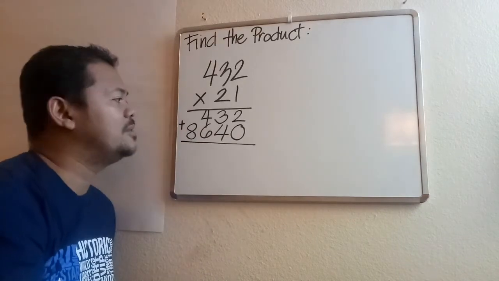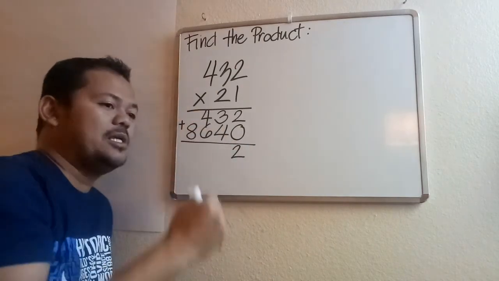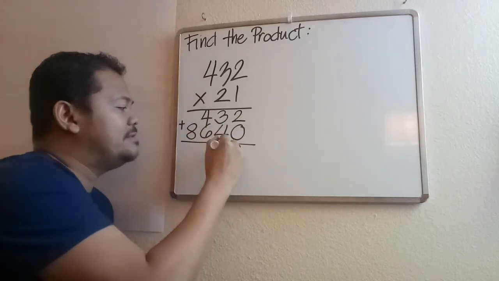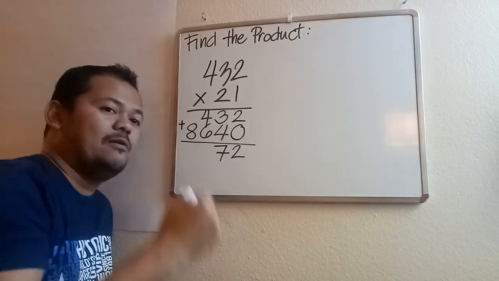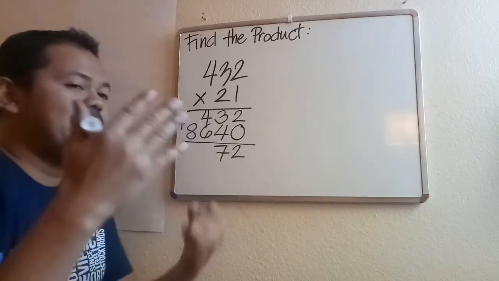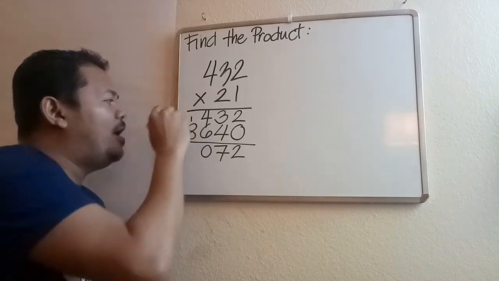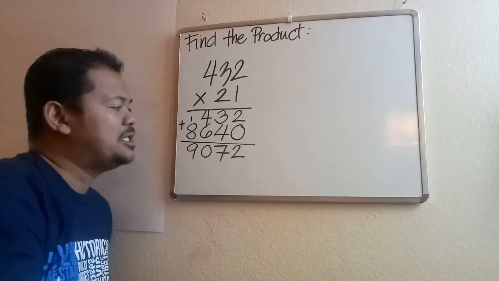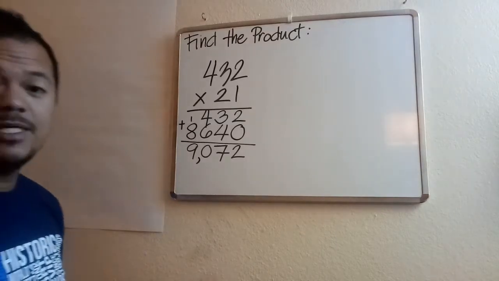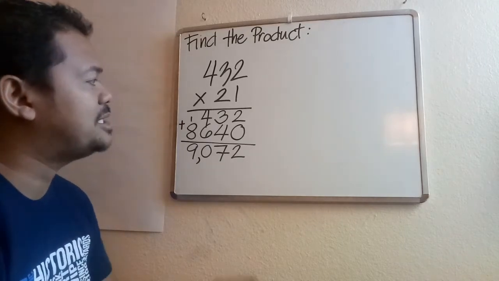Let's add them all together. We got here 2 plus 0 equals 2. 3 plus 4 is 3, 4, 5, 6, 7. The answer is 7. 4 plus 6, 4, 5, 6, 7, 8, 9, 10. The answer is 10. Right here 0, right here carry 1. 1 plus 8 equals 9. So count 1, 2, 3, write the comma. The answer is 9,072. Okay? Now, this is your standard algorithm.